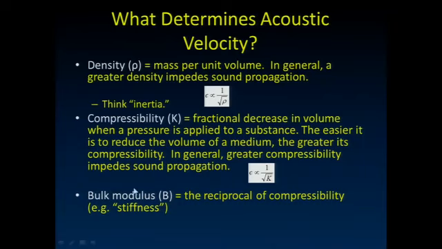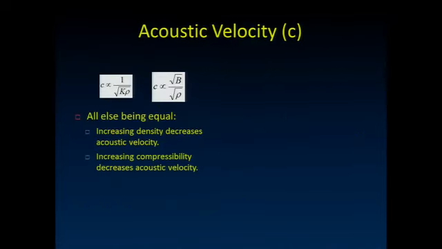And there's this thing called the bulk modulus, which is the reciprocal of compressibility. In other words, it really measures how stiff something is. So the more stiff something is, the more quickly sound will propagate through that. So all other things being equal, increasing density would decrease acoustic velocity, and increasing compressibility would decrease acoustic velocity. Or I could say this last statement another way, right?